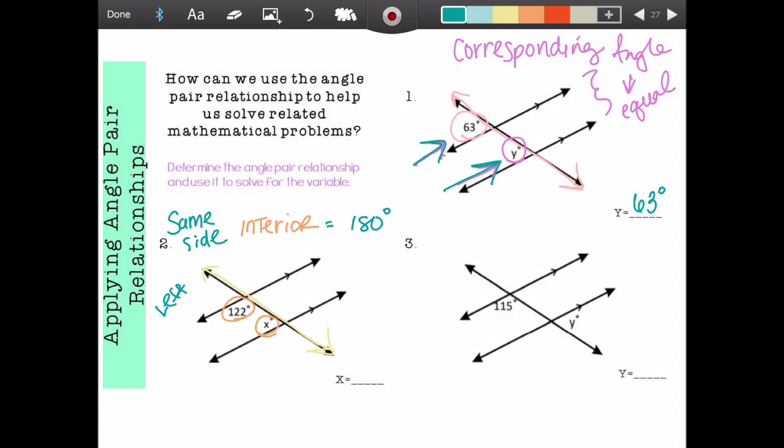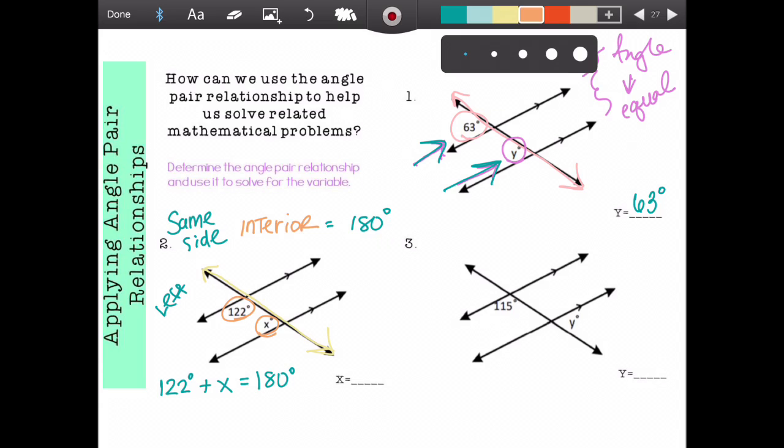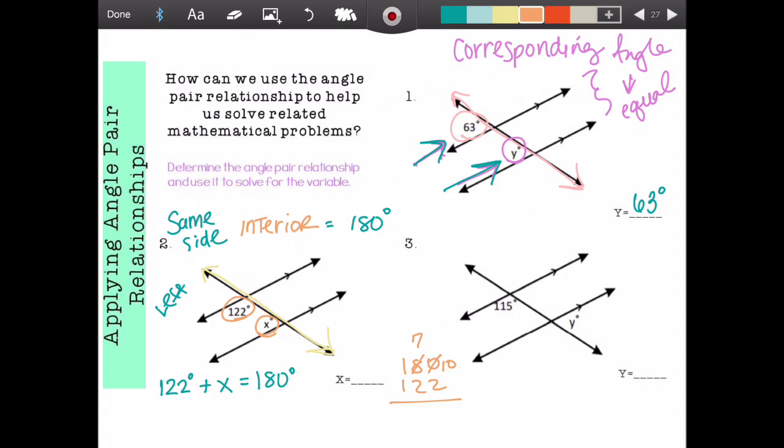So I need to add these, so 122 degrees plus x, and I can write an equation for this, guys, equal to 180 degrees. Or you could have simply taken 180 degrees and subtracted 122. Please be careful when you are subtracting, but you can use the calculator. So 10 minus 2 is 8, and 7 minus 2 is 5. So you should have gotten 58 degrees for x. And if you did, great job, awesome.